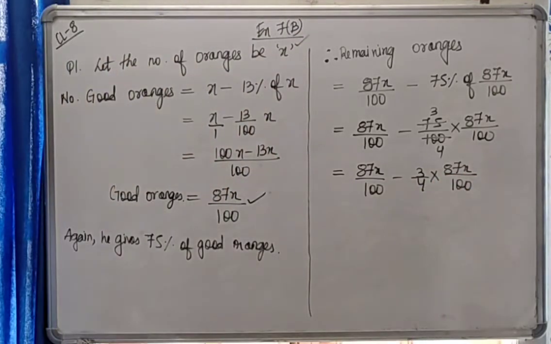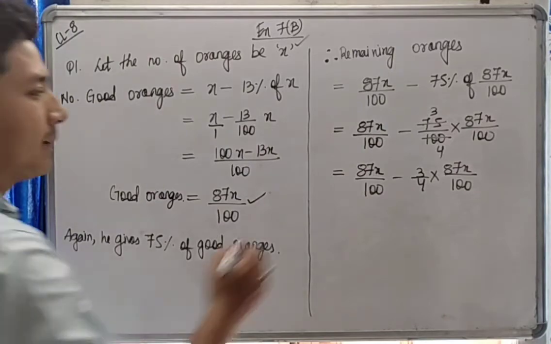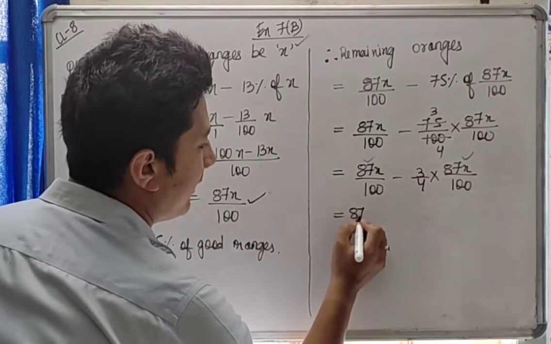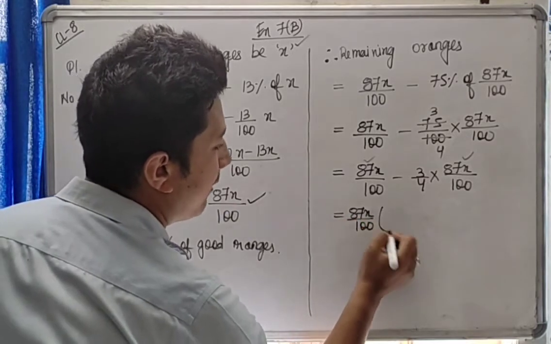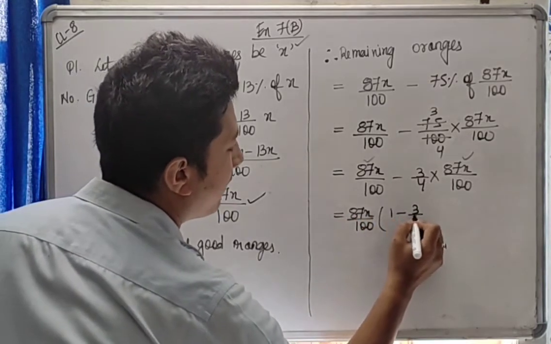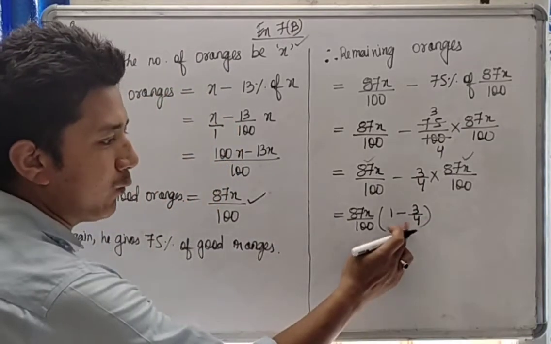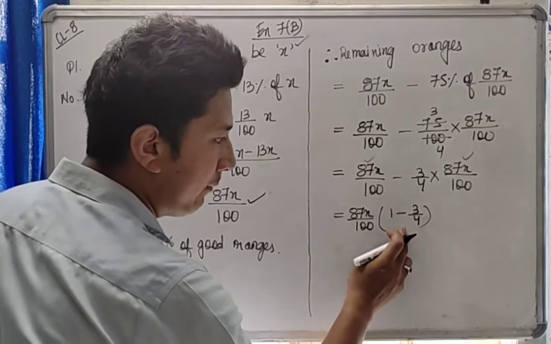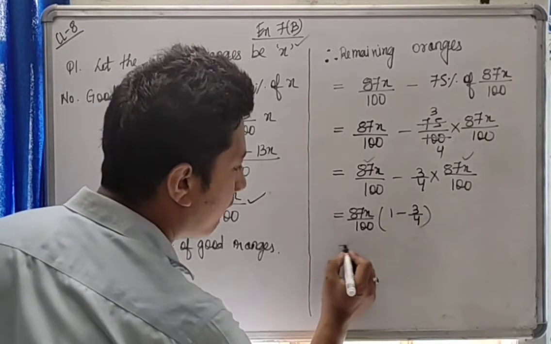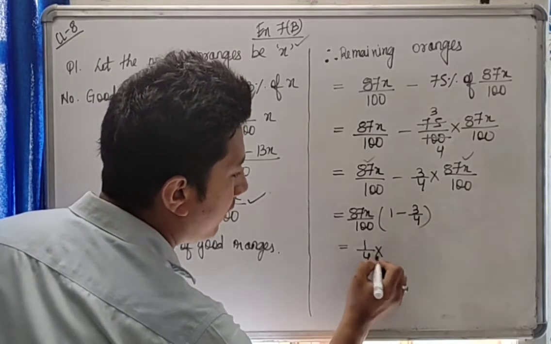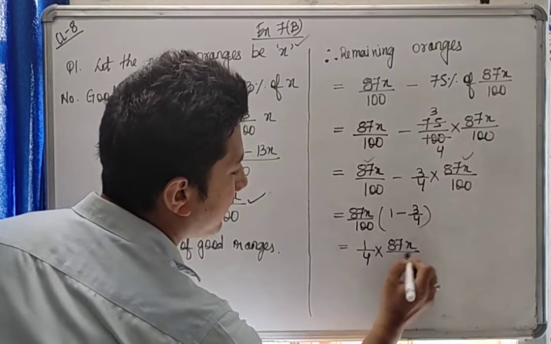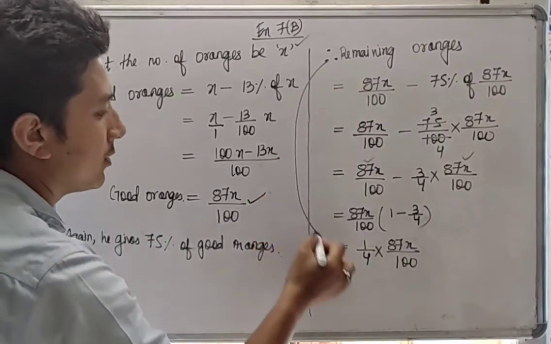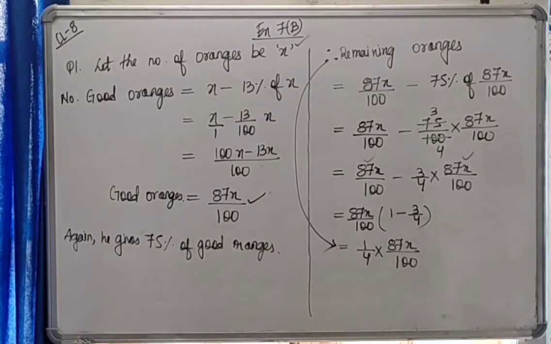I hope everyone is clear till here. To make this complicated sum easy, we'll take 87x by 100 common. Within the bracket you'll be left with 1 minus 3 by 4. If you take the LCM, 1 minus 3 by 4 gives 1 by 4, since 4 minus 3 is 1. So you'll get 1 by 4 into 87x by 100, which is nothing but the remaining oranges.